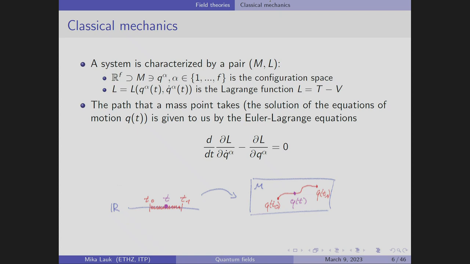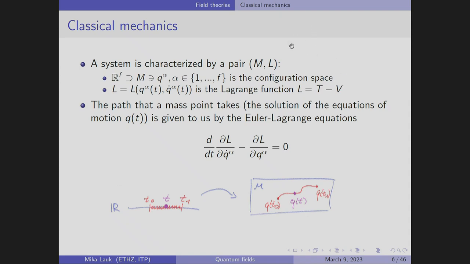So this is why in this case M would be this room, R3 would be all of space, right? And the second thing that we need to describe this point moving is something that we call the Lagrange function. And the Lagrange function is conventionally defined as the kinetic energy minus the potential energy.